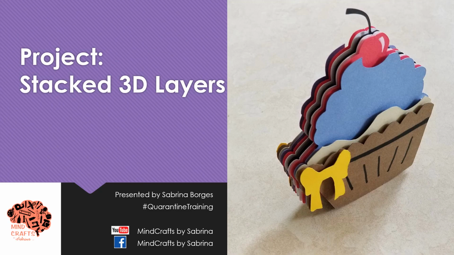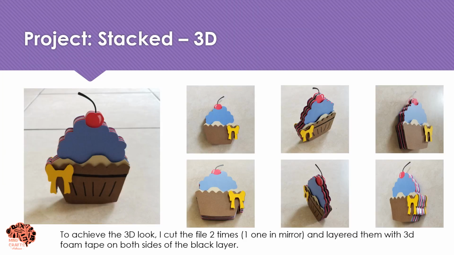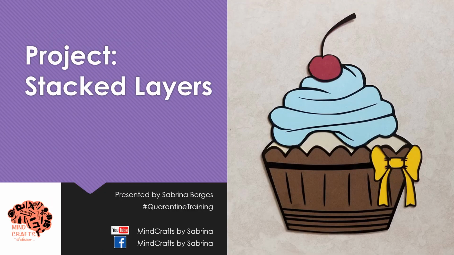So here we have a project that is stacked in 3D using the created file. To achieve the 3D look, I cut the file 2 times and I layered them with 3D foam tape on each side of the black layer. Here is a sample of a final project with the stacked layer file that we created.